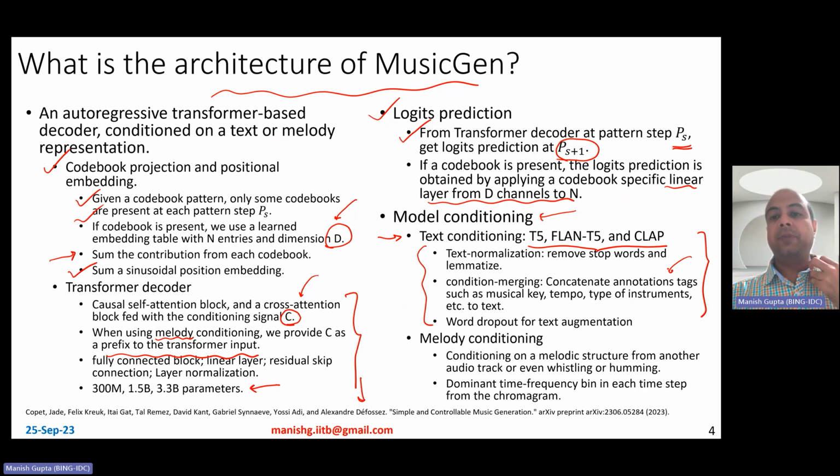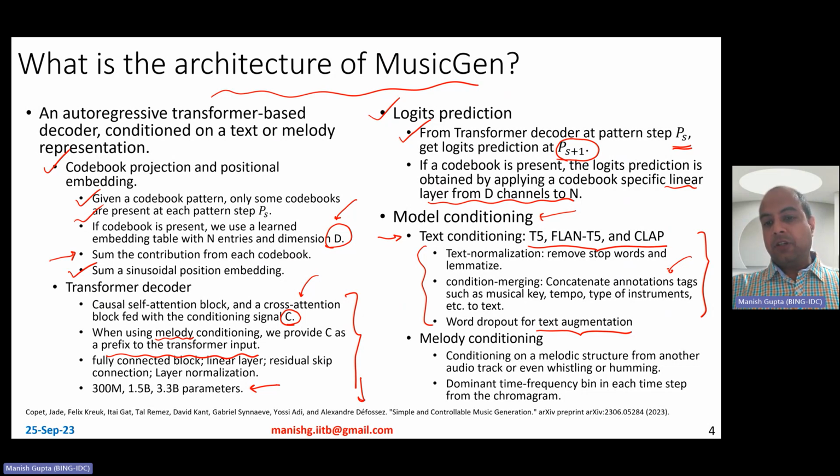And to be able to train nicely, you remove stop words and lemmatize. You also concatenate annotation tags such as music key, tempo, type of instruments, etc. to the text. And then, to do good text augmentation, you also do word dropout. This augmentation is required because overall audio-text aligned data is not in plenty.